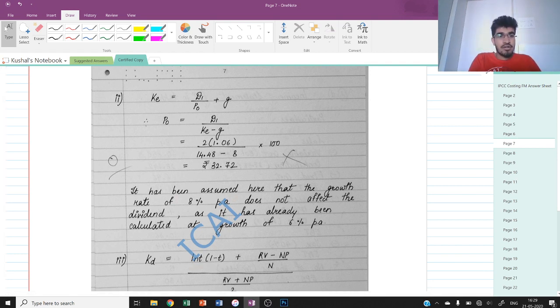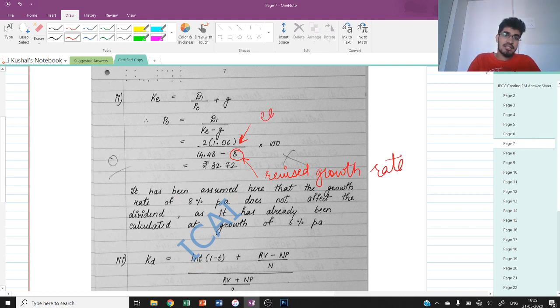So we have to compute the cost of equity if the growth rate now changes to 8% per annum. So what I did, I multiplied 6%, that is the initial growth rate, to the dividend, and I used the 8%, that is revised growth rate, in the denominator. This is the revised growth rate, this is the earlier growth rate. This is the mistake which I made. I had to use 8% in the numerator as well as the denominator.